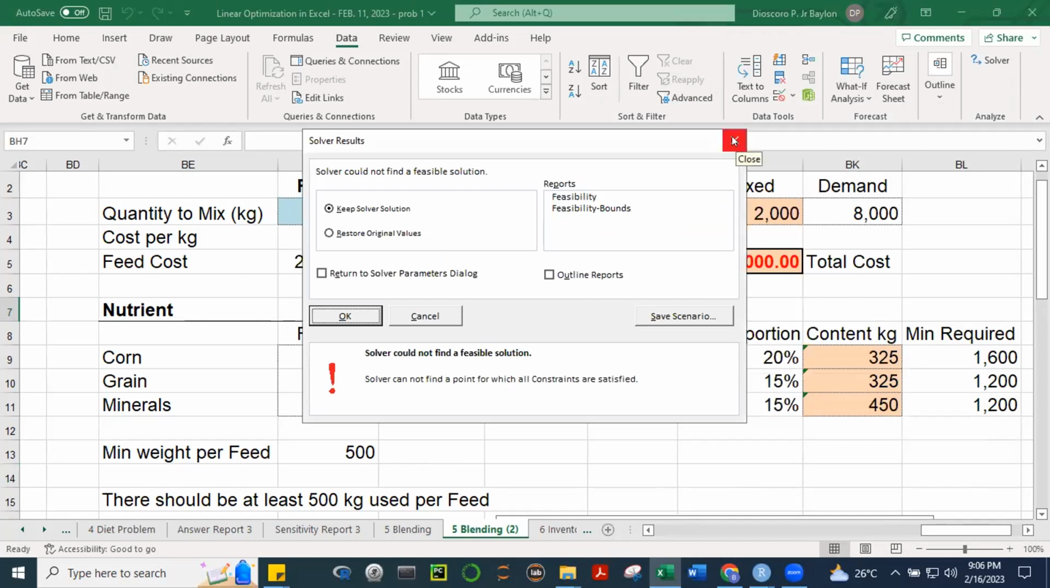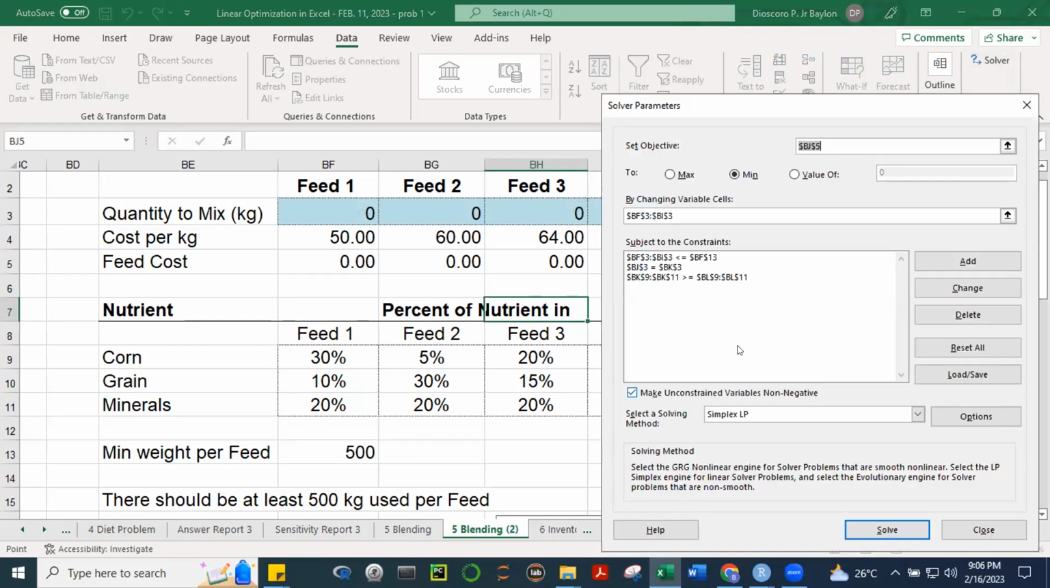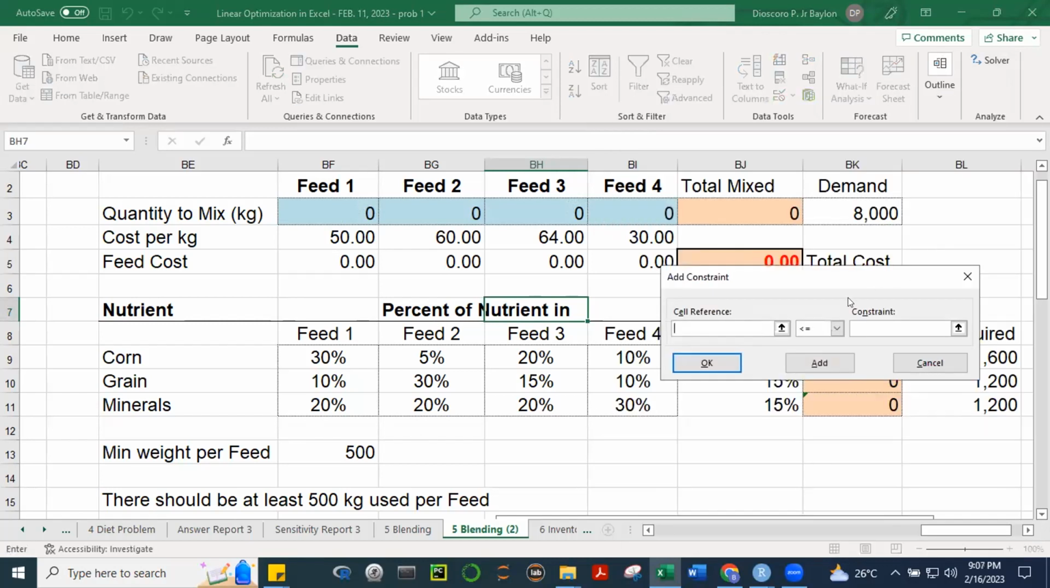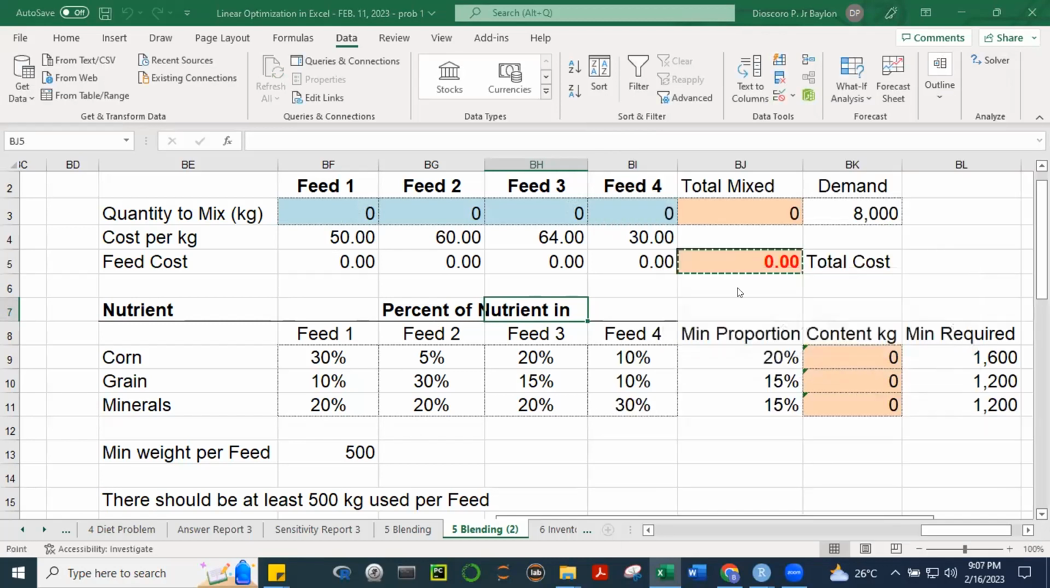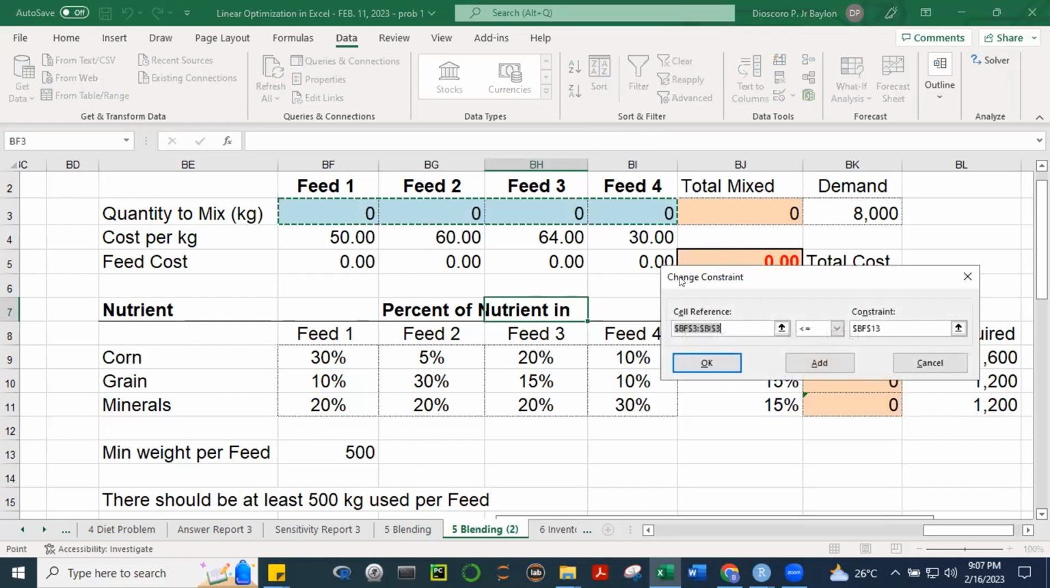Oh, sorry, sir. You entered less than or equal. Yeah, less than. Apologies. Yeah, my mistake. Very bad. So Solver, that should have been minimum. Okay. This should be changed. Sorry, not add, but change. Cancel, not add, but change. Thank you, Erwin, for that. Very careless of me. It should be greater than or equal to 500.